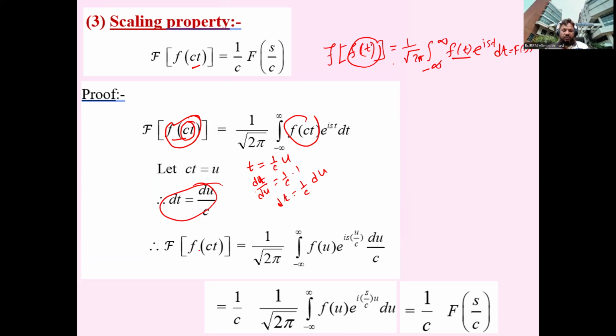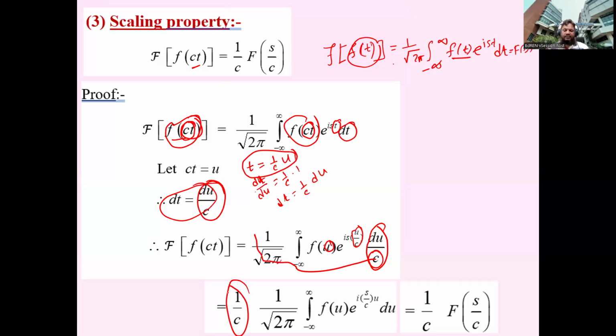Now, the Fourier transform of f of ct can be written as 1 by root 2 pi. Just put the value of ct here, ct is u, right? So t equals, what is the value of t? From here, you see t equals 1 by c u, that is u by c. We write here u by c. Okay. And dt can be written as du by c. That's why I write the value of dt equal to du by c. Now, this 1 by c is constant, so we can take it outside the integration on the left-hand side.